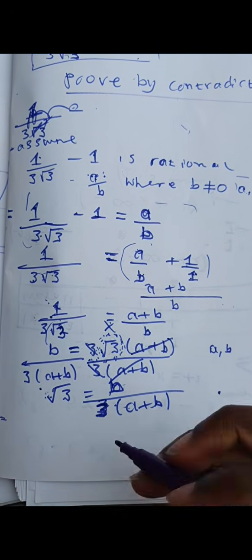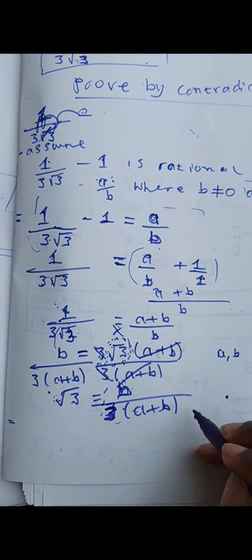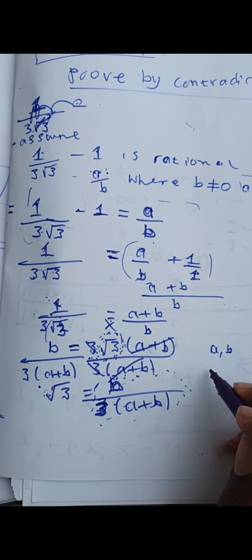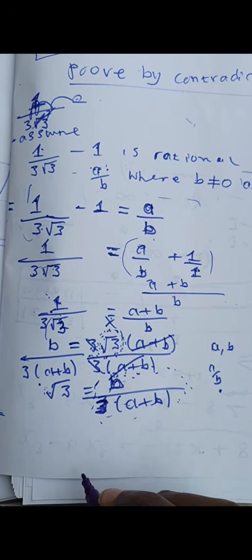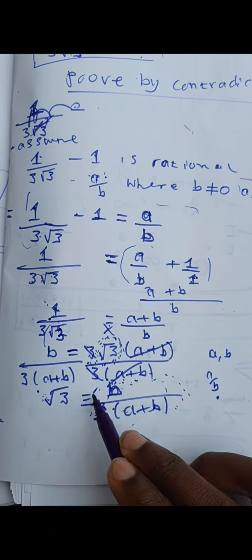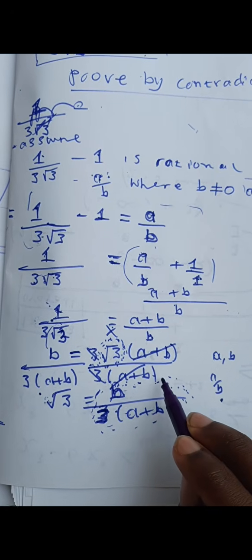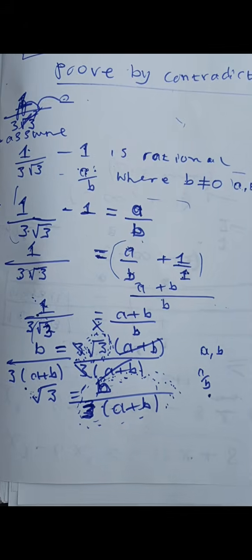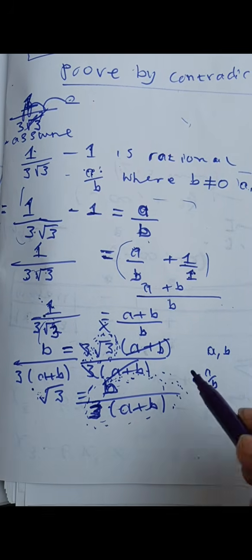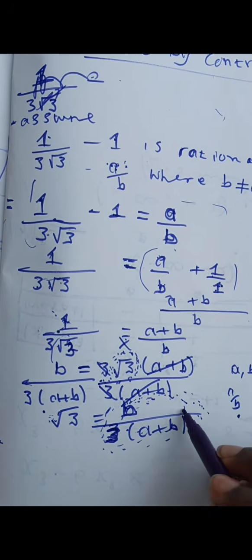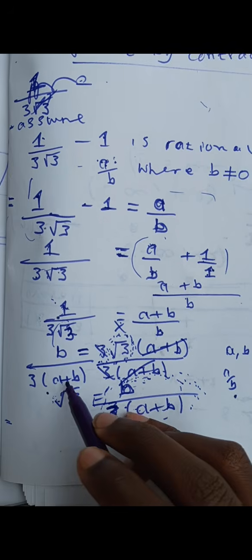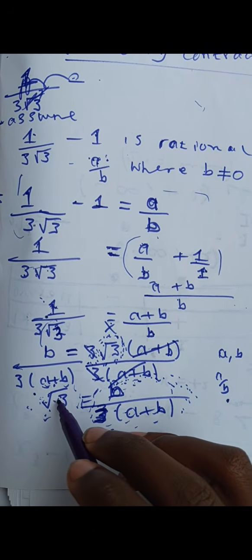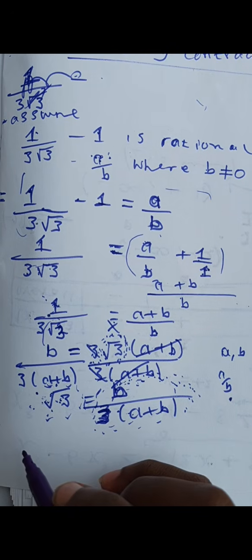Now, what we are having on the right side is being able to be expressed in the form of a over b, right? So this confirms to us that the right side is rational. Then the left side, we have square root of 3. Is square root of 3 rational or irrational?